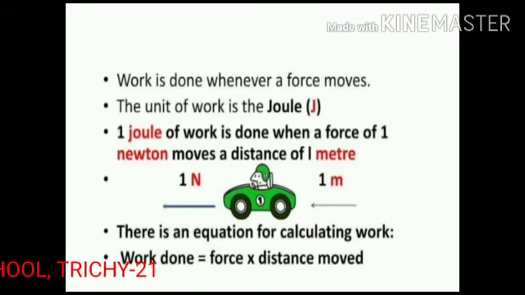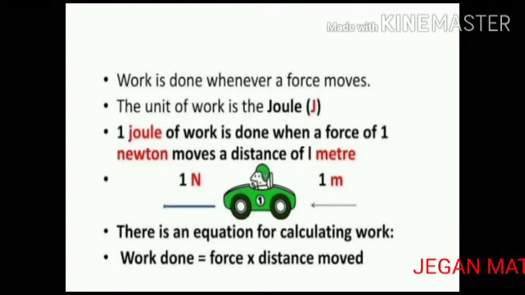The unit of work is the joule. It's spelled J-O-U-L-E, joule. Its symbol is capital J. 1 joule of work is done when a force of 1 Newton moves a distance of 1 meter. The equation for calculating work done is force into distance moved. So work is equal to F into D.